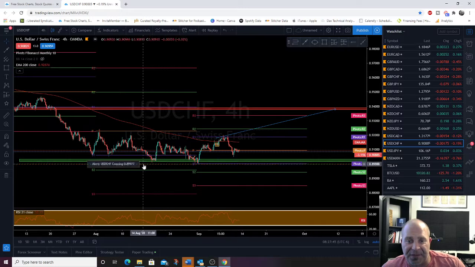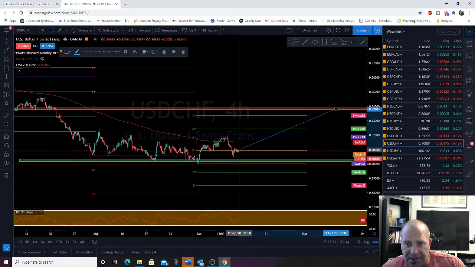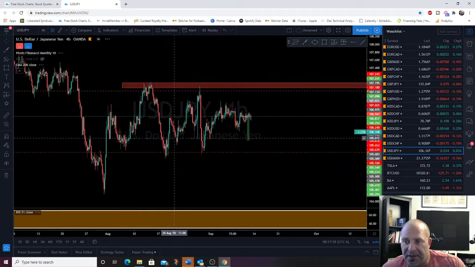USDCHF, kind of same thing, but we've already gone bearish. Back to this pivot, and we are going to have to break up or down from that pivot.